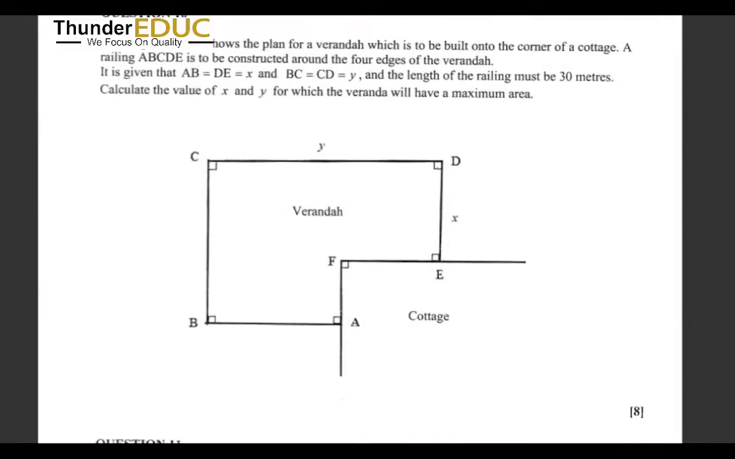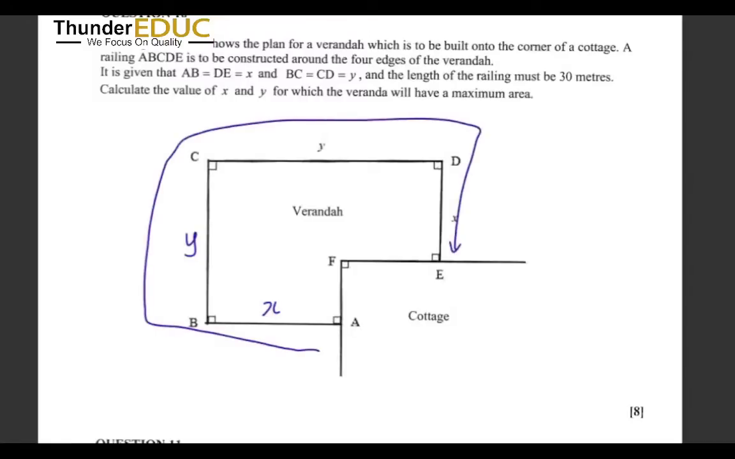Question 10. The diagram below shows a plan of a veranda. People call it a porch, which is built onto the corner of a cottage, and then the railing A, B, C, D is constructed around the 4 corners. It's given that AB is the same as DE, so this is x. BC and CD are also y. The length must be 30 meters, which means if we add up all of this, we must get 30.